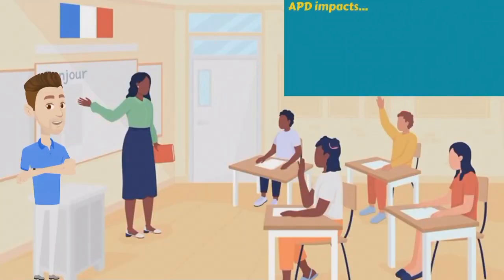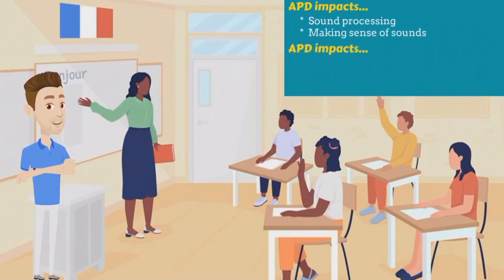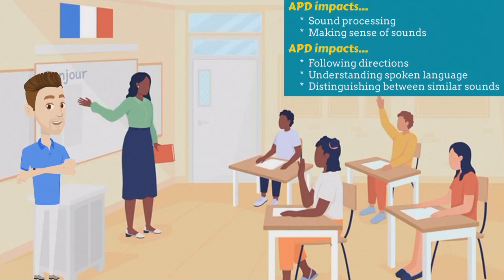Auditory processing disorder is a learning disability that affects a student's ability to process and make sense of sounds they hear. People with APD may struggle with following directions, understanding spoken language and distinguishing between similar sounds.